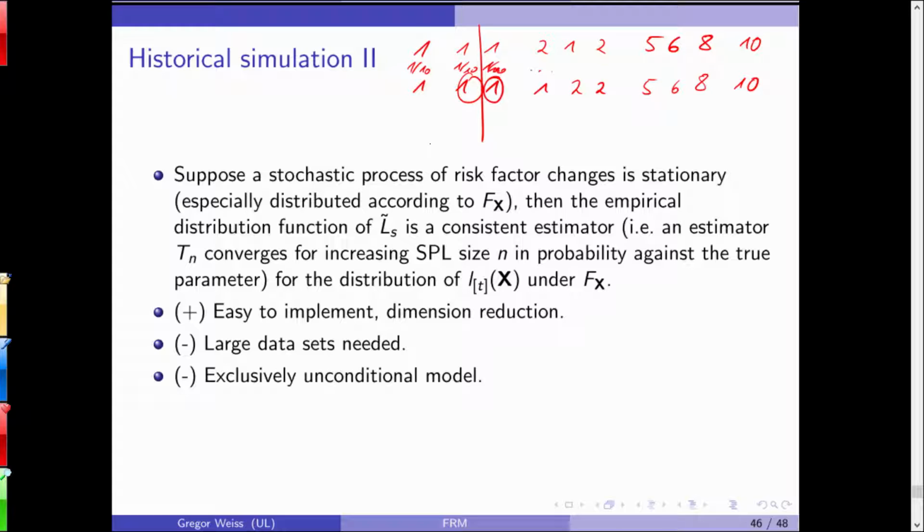One assumption is, of course, again, that the empirical distribution function is stable over time. An advantage is that it's very easy to implement. You have a dimension reduction because you are taking an n-dimensional vector of risk factors and you boil it down to just a one-dimensional data set of losses. The data set that is required to do a proper historical simulation needs to be quite large. You need a lot of data, and it's exclusively unconditional. So there is not really a good way to do this in a conditional way.